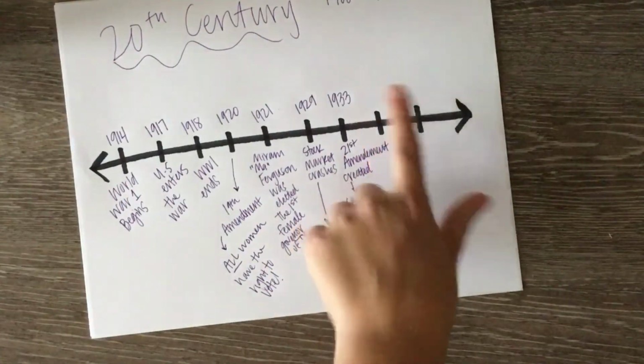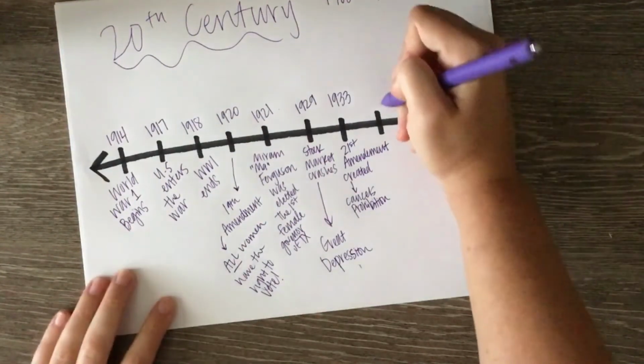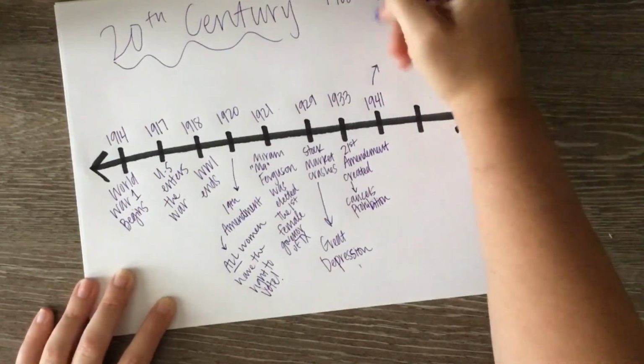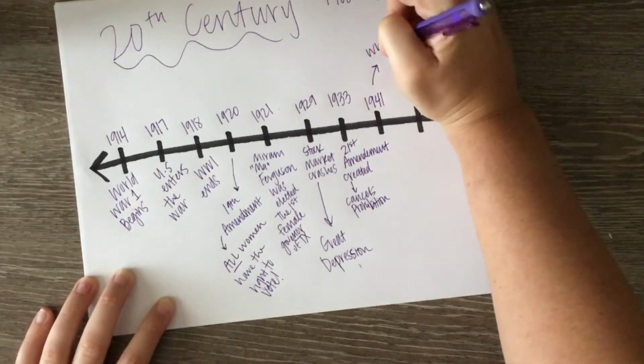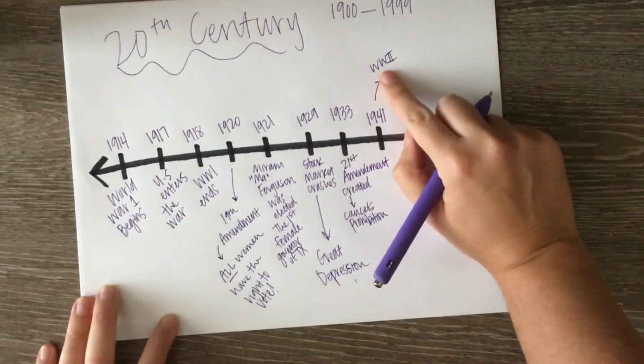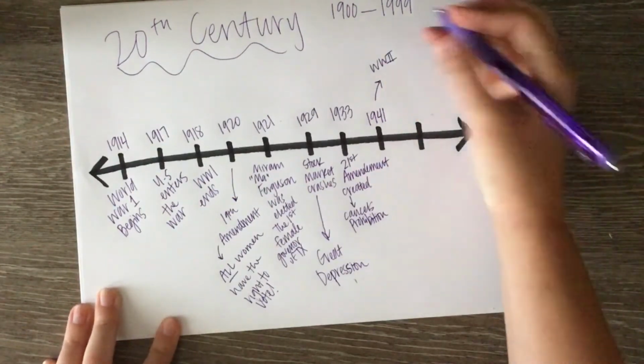I'm going to write on the top now because I ran out of room. But in 1941, this was World War II. Remember my WW, that's World War, and then this is a Roman numeral 2. So World War II begins.